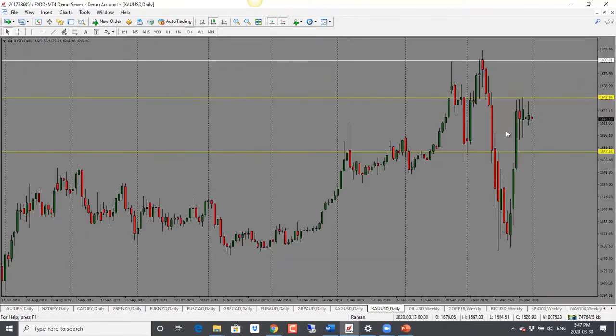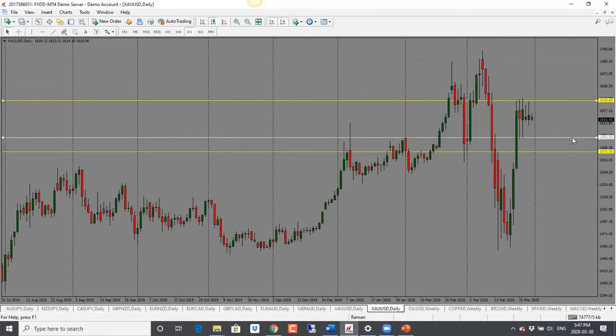Gold here also holding below this resistance level. So this is where it's been sitting for last several days now. And as we can see, price is stuck below this 1640 level. So bias here is bearish, looking for a drop here. First target is 1593 and then 1575. So bias is bearish for gold.